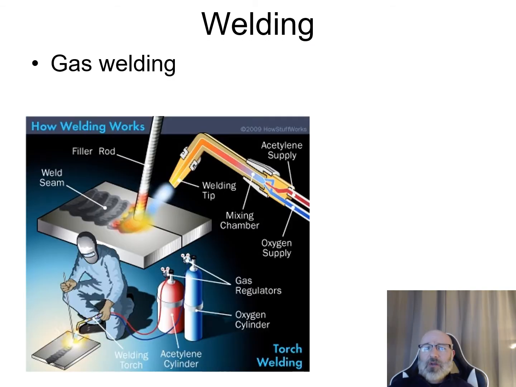So let's take a look at another type of welding. Let's take a look at gas welding. In particular, we'll take a look for what we're shown down here in our diagram, which is torch welding. So you can see the worker over here holding the welding torch.